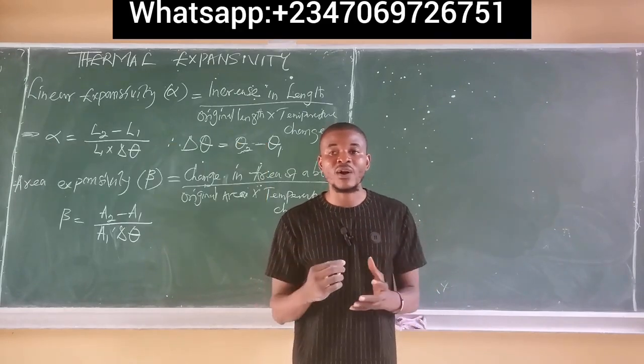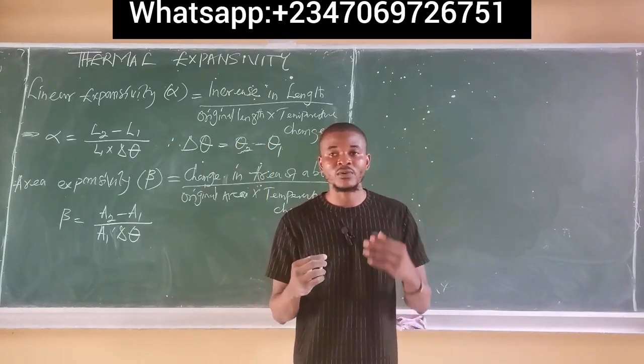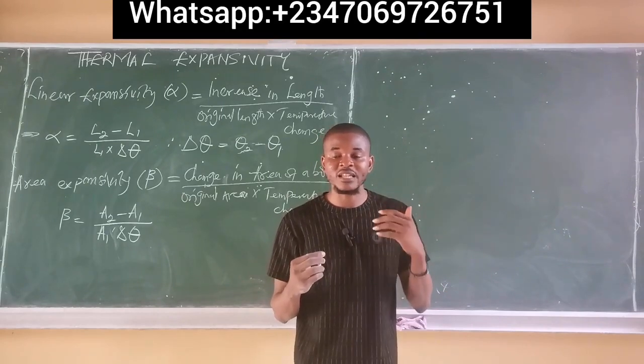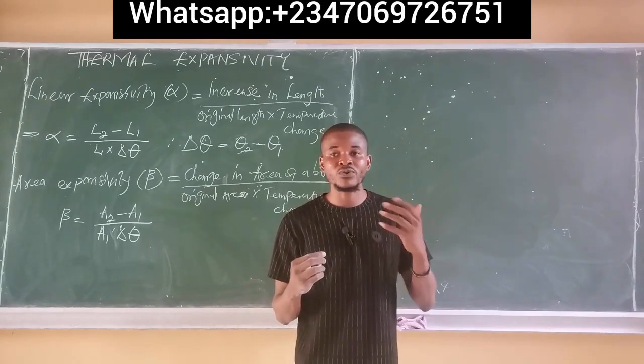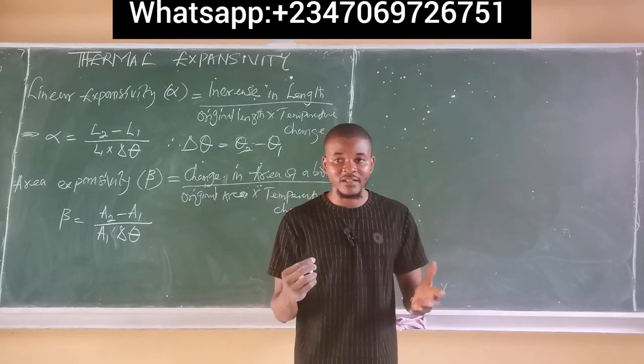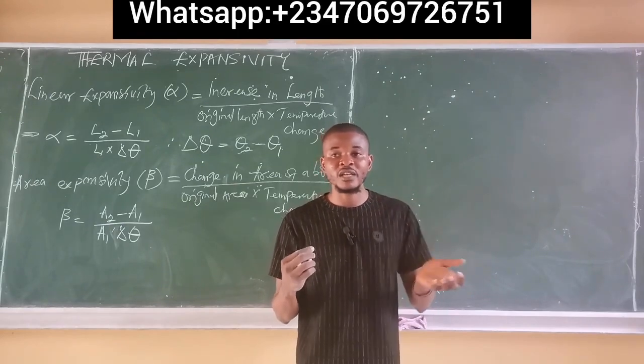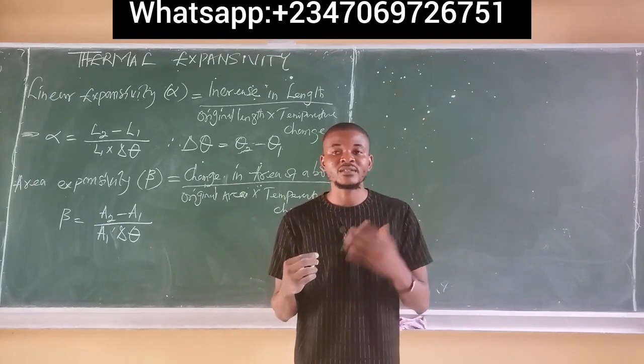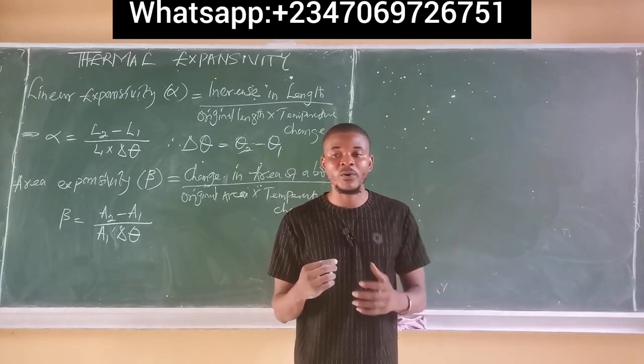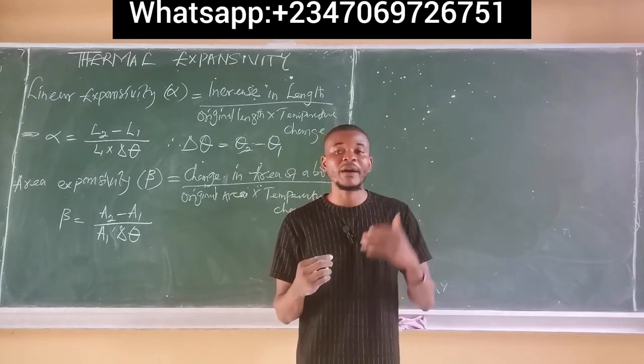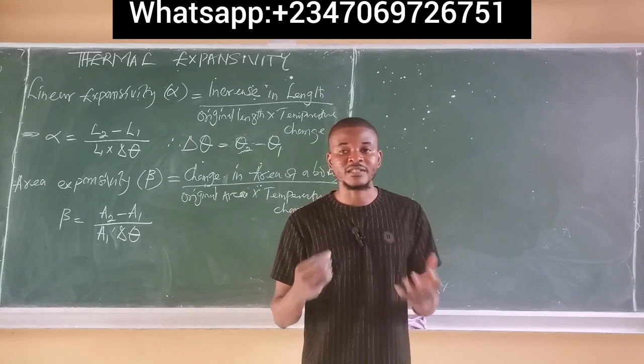So all the definitions are quite the same. The only difference is their dimensions. If it is length, then it means change in length with respect to original length per degree rise in temperature. If it is area, then it means change in area with respect to original area per degree rise in temperature. And in the case of volume, it becomes change in volume per unit volume per degree rise in temperature.